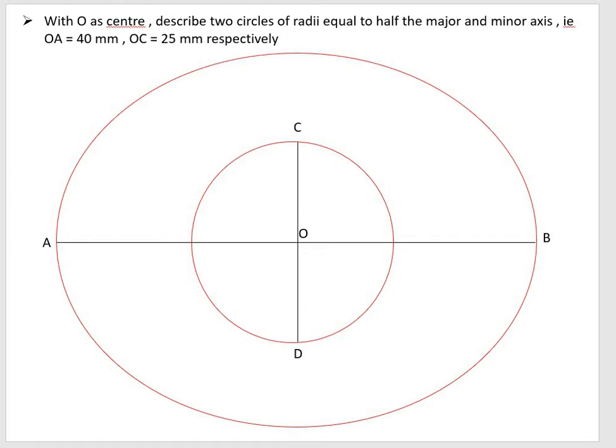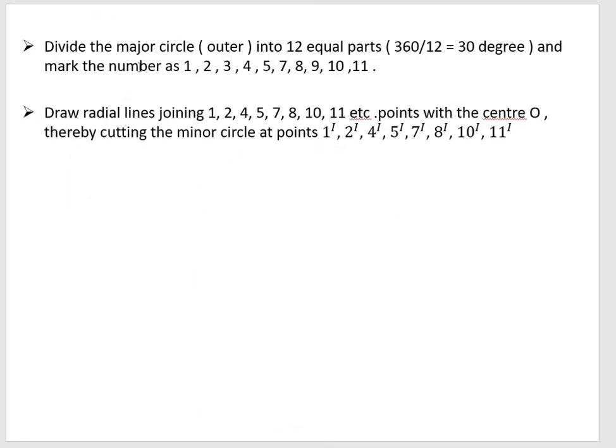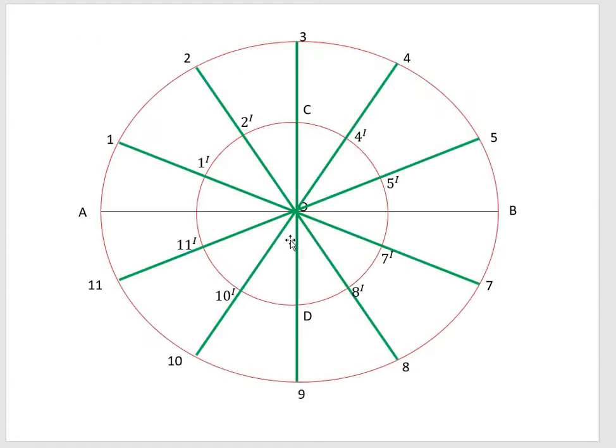After this, let us see the next step. Divide the major circle, that is the outer circle, into 12 equal parts. We know that the total angle in a circle is 360 degrees. And if I want to divide 360 degrees into 12 parts, I have to simply divide by 12, and by dividing by 12, I will get each angle as 30 degrees. I have to divide the entire circle into 12 equal parts, and each part will be of 30 degrees, and I will mark the numbers as 1 to 11 in this manner.